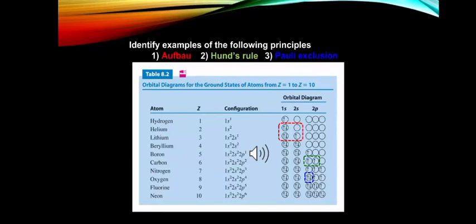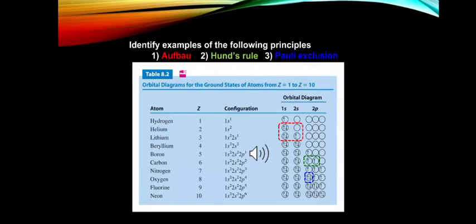Here they have filled electrons in the 1s orbital and then 2 electrons in the 2s orbital with opposite spin, and after that they are filling single electrons in the sub levels. That is, they are filling 1 electron in 2px and 1 electron in 2py. They are not filling the electrons completely in the 2px orbital. So here we have used Hund's rule of maximum multiplicity. This is one of the examples of Hund's rule.